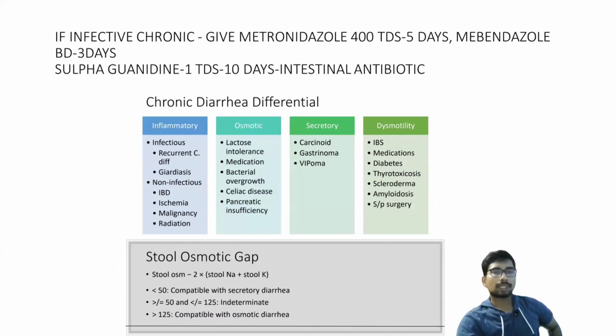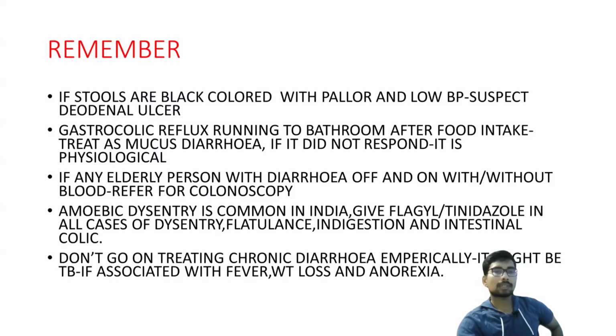If infective, in case of chronic diarrhea, give metronidazole 400 TDS and mebendazole 100 mg BD for 3 days. And sulfaguanidine, an intestinal antibiotic, 1 tablet TDS for 10 days can be given. But don't keep on treating chronic diarrhea. Appropriate referral should be there in case of chronic diarrhea.